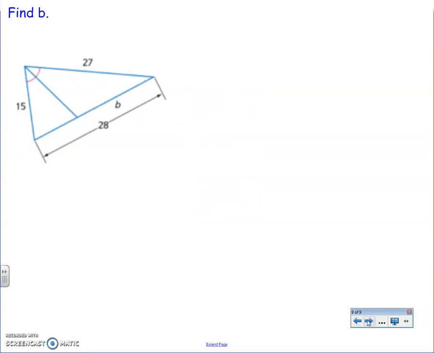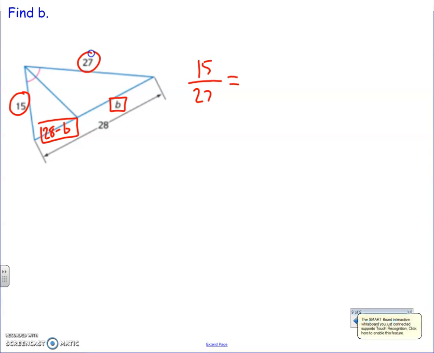All right, last one. Find b. Very similar to the last problem. So this pairs with this. Here's b. This is going to be 28 minus b. Be very careful, I put minus, because 28 is the whole thing. So circle, I'll do left circle over right circle, circle over circle equals left square over right square. All right, 15 over 27 equals 28 minus b over b.